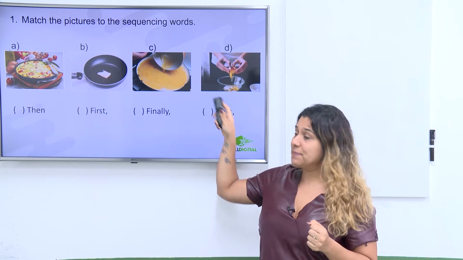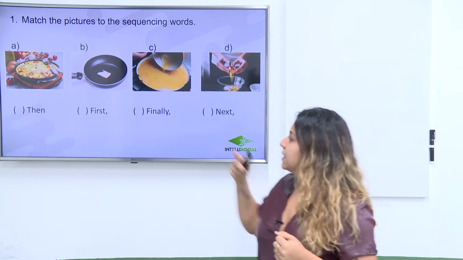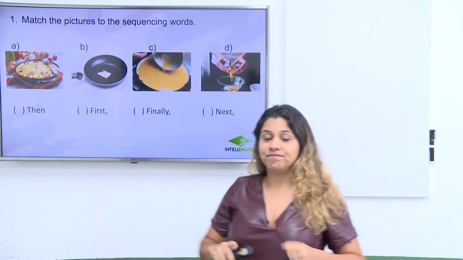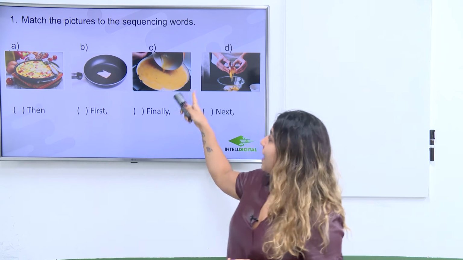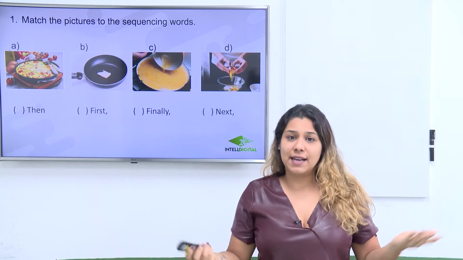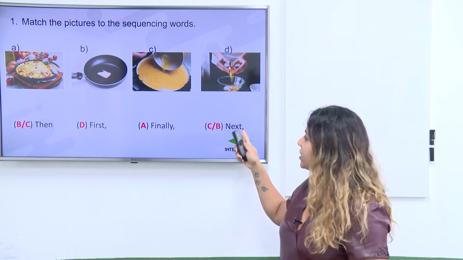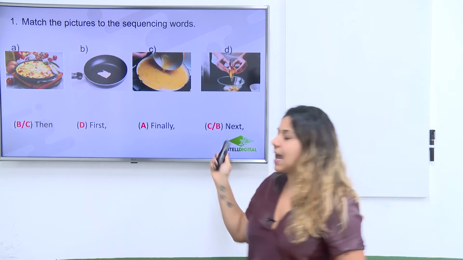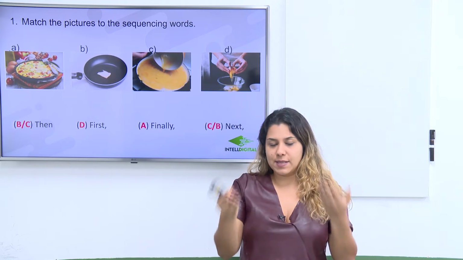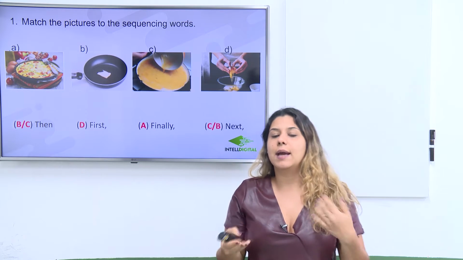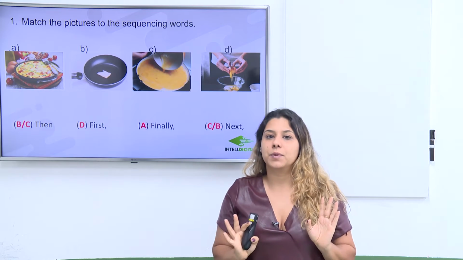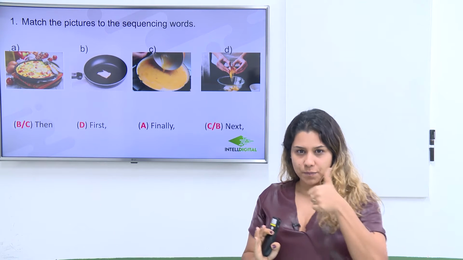Letter D, right? And then you have letter B. Next, you have letter C. And finally, letter A. So just to remember, then and next could be changed. Você pode usar um aí, mudando com o outro, que não tem problema não, ok? É a mesma ideia. Perfect?